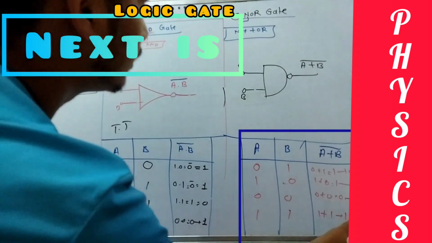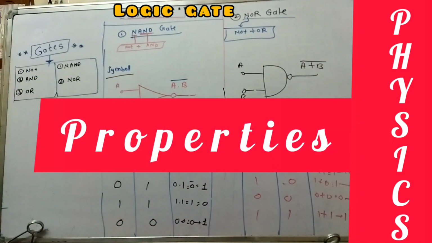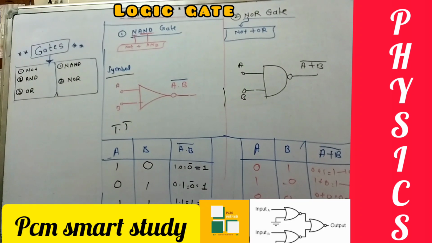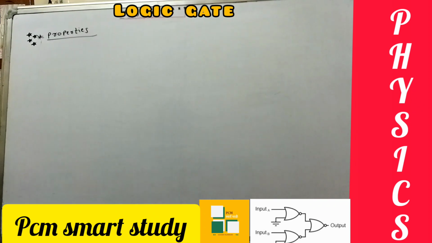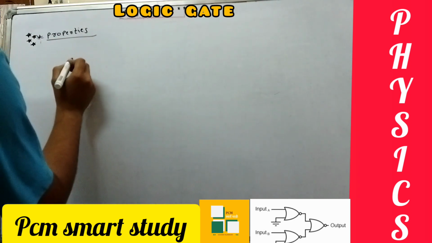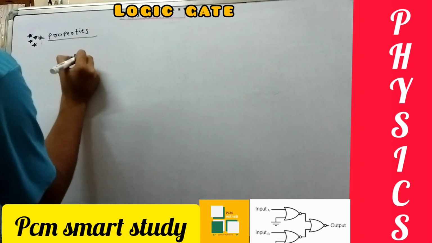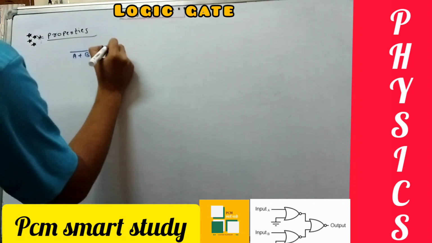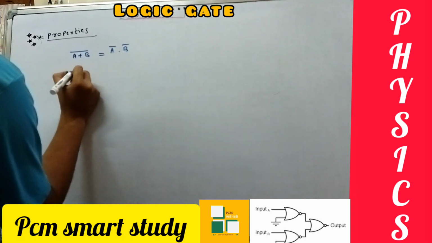So we next study the properties of logic gates. Our 5 types of gates are complete. Next we move to the properties of logic gates. We study each and every property of logic gates. First is (A plus B) bar equals bar A into bar B. Next is (A into B) bar, and this is bar A plus bar B.